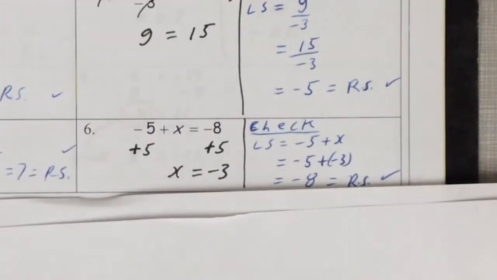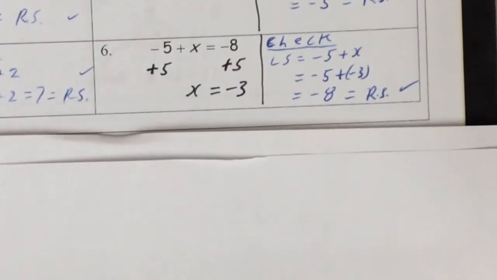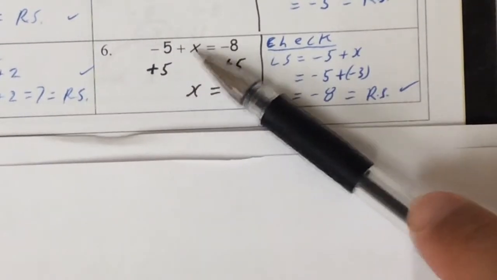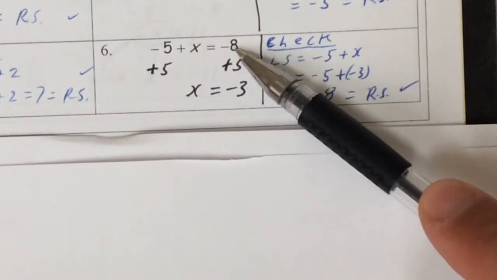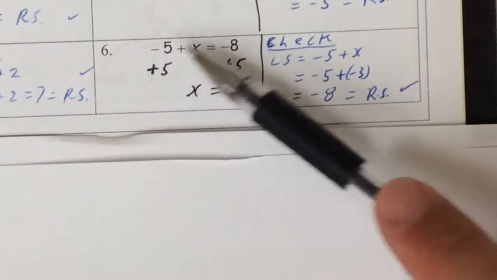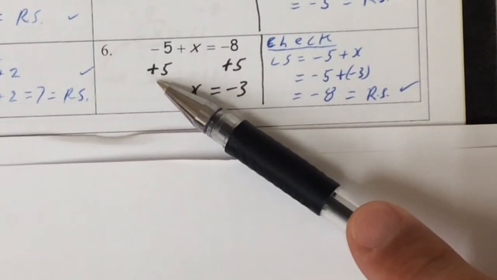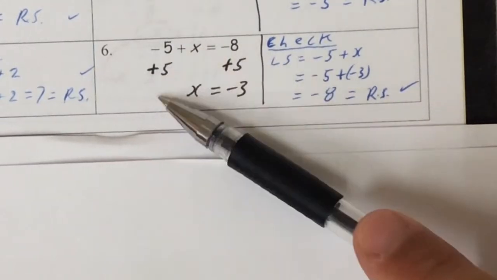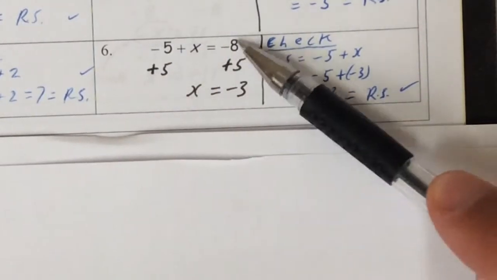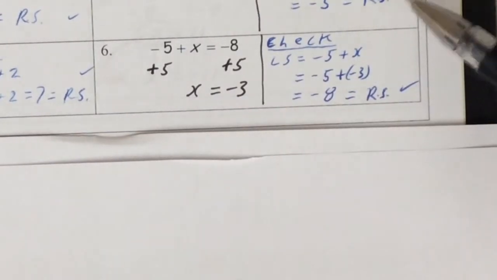And how about example 6 here? Example 6, negative 5 plus x equals negative 8. So that's a negative 5. That would have been the same as x minus 5. That whole statement there, same as x minus 5. So you're going to do plus 5 on both sides to get rid of that 5. Then you've got x equals negative 3. And here's a check for that.